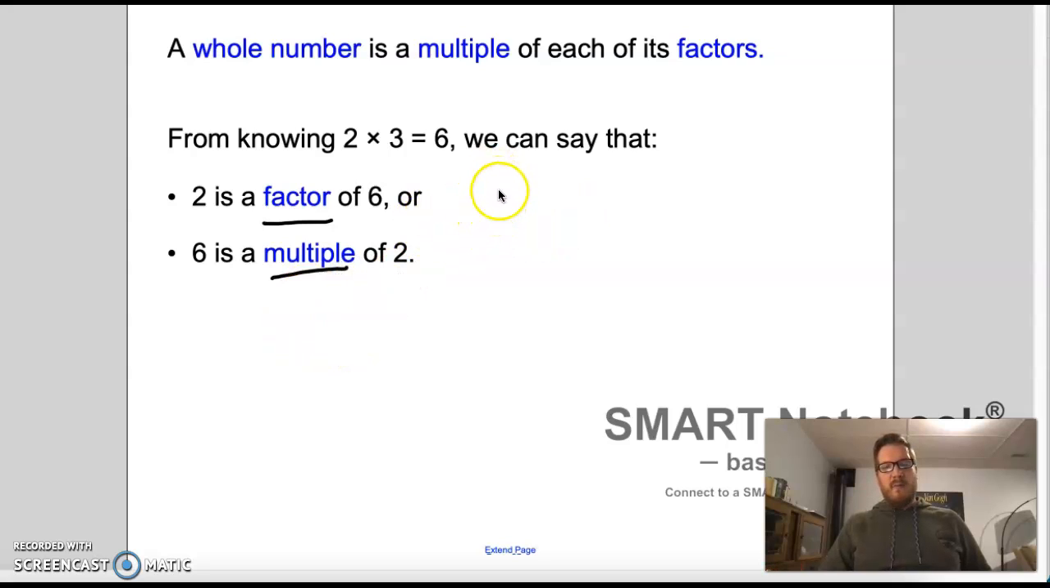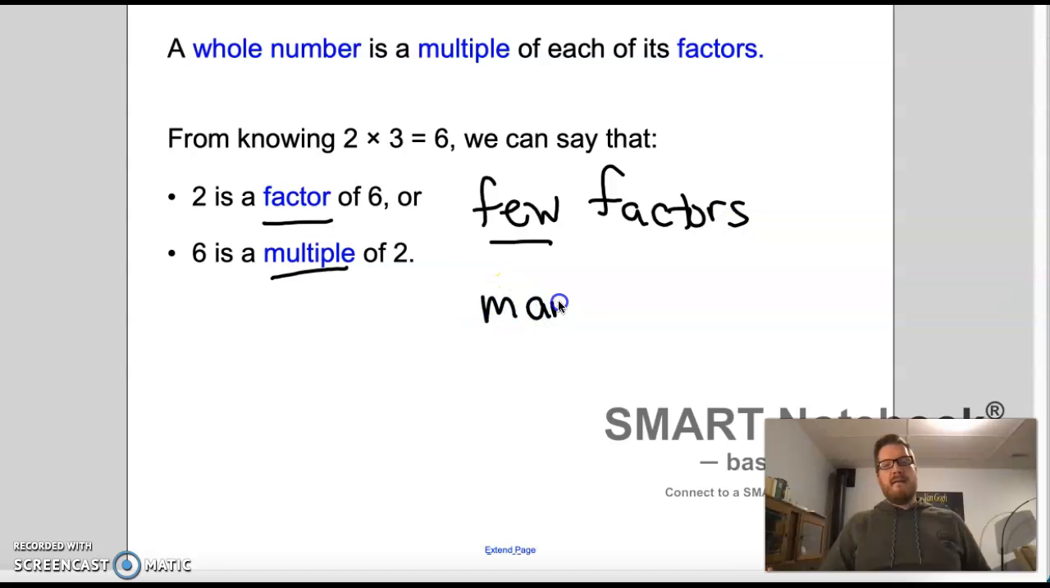Someone told me once that one of the ways you can remember one of the differences between factors and multiples is that there are few factors and there are many multiples. So a bit of alliteration going on, but there are many multiples. In other words, if we're generating multiples of 2, you just start skip counting, right? So 2, 4, 6, 8, 10, 12, 14, 16, and you can go on literally forever. But if we're trying to figure out factors of 6, there are only 4 numbers. There are few numbers that fit into 6 evenly.